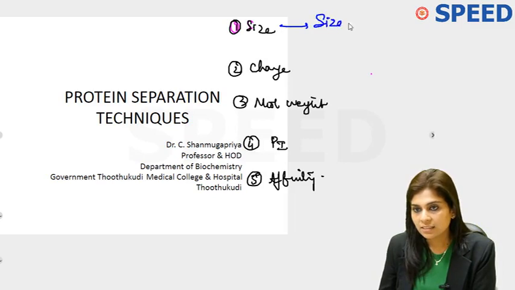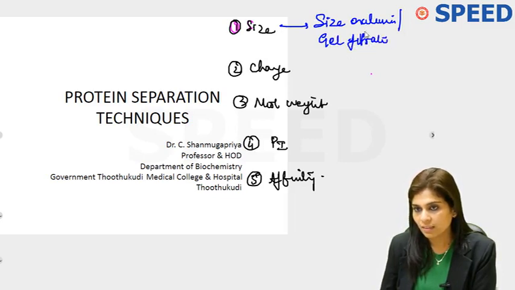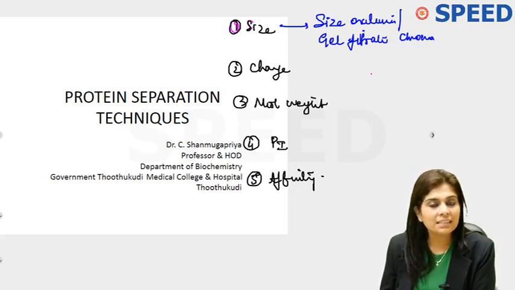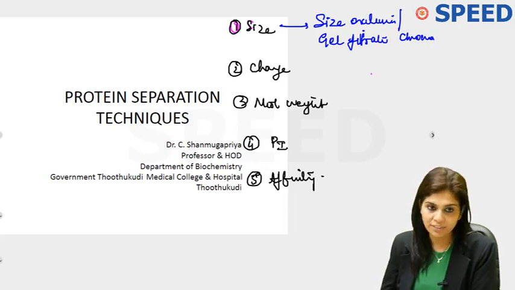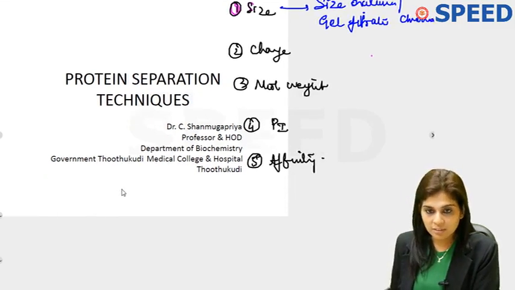Now, which technique separates proteins based on size? That is size exclusion or gel filtration chromatography. So which technique separates protein based on size? It is size exclusion chromatography, otherwise called gel filtration chromatography. So first let me tell you what is chromatography, and then I'll tell you about this specific type of chromatography.